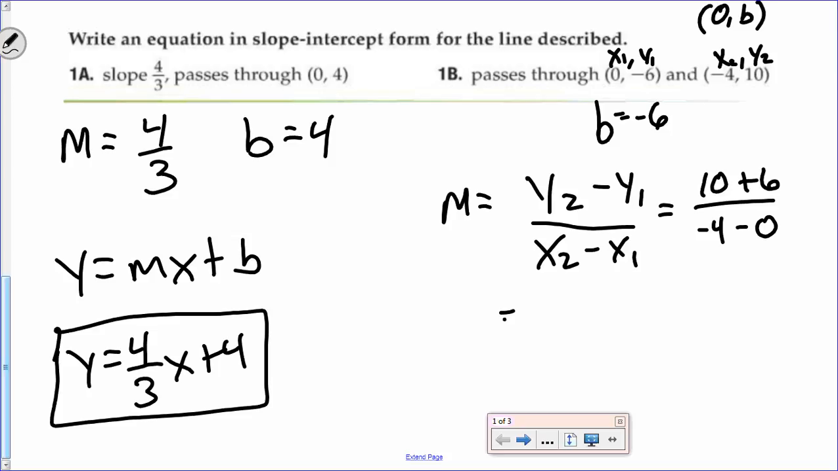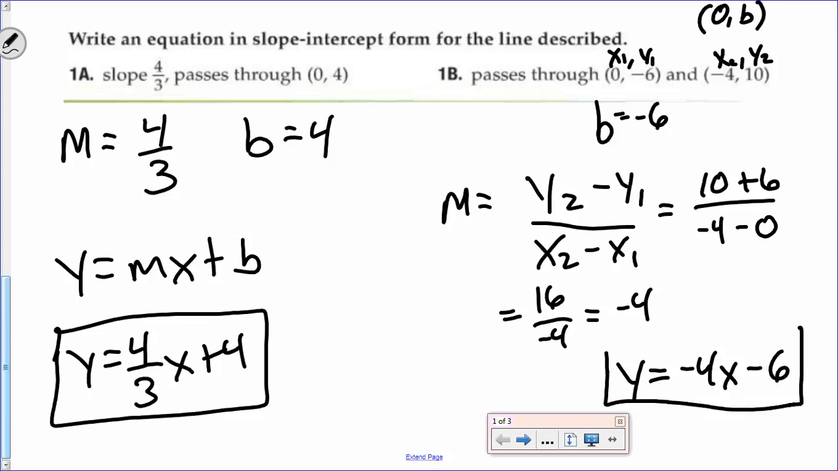So that simplifies to 16 over -4, which just equals -4. That's our value of m. m equals -4. We've got b is equal to -6, so now we're able to write y equals -4x minus 6. That's the equation of a line that passes through (0, -6) and (-4, 10).